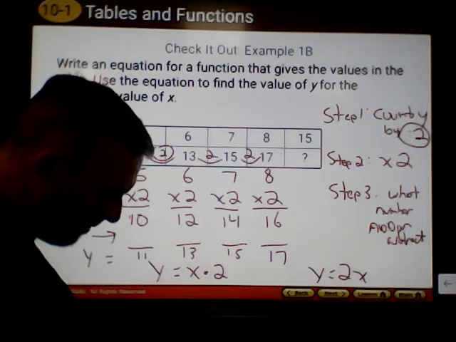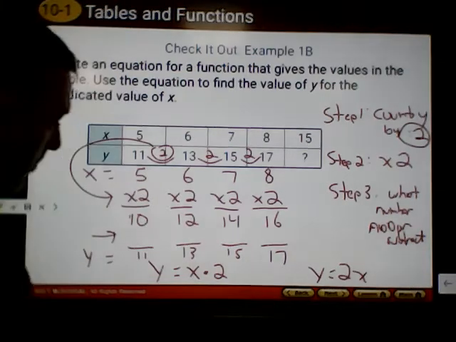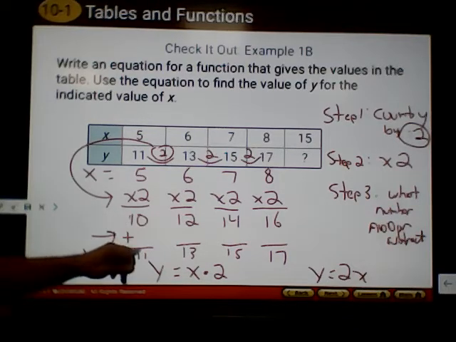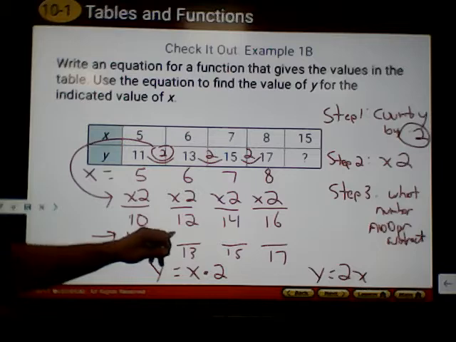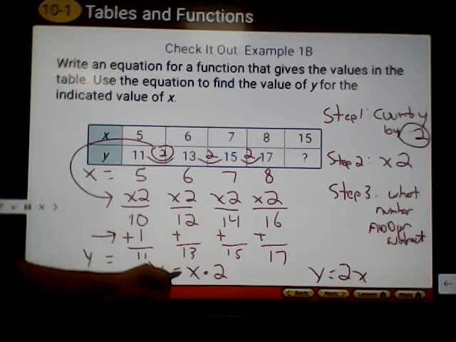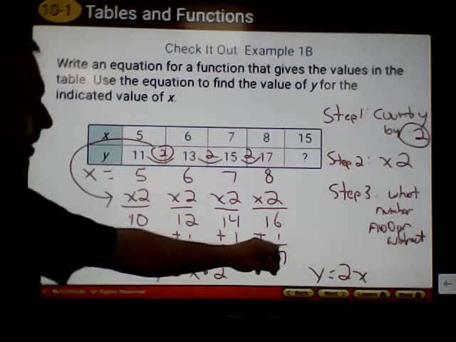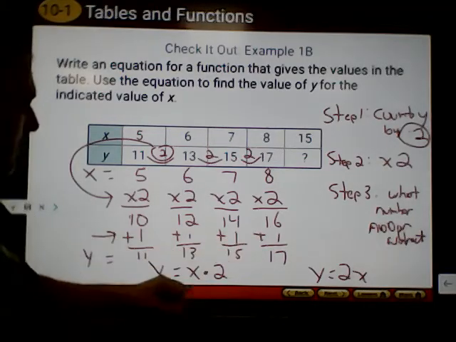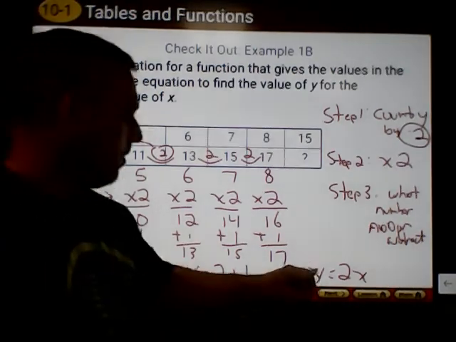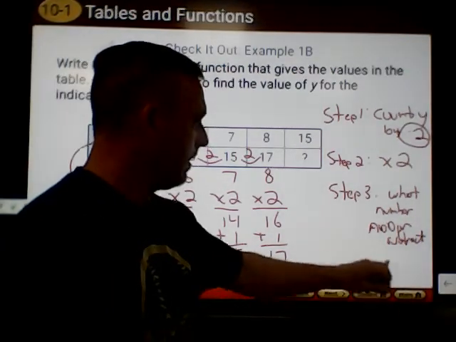I don't think we gave you any of them that has that, so it's set this way. So what can I do? I'm going from a smaller to a larger number, which means I have to add. So I'm adding, and adding. What can I add? I can add 1 here, I can add 1 there, and 1 there. If all these numbers are the same, I know my answer is going to be y equals x times 2 plus 1. Or y equals 2x plus 1.